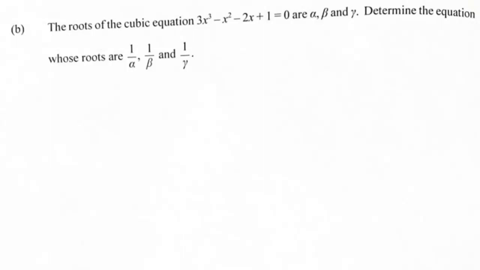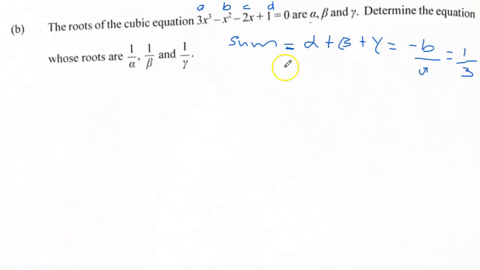Now, let's go back to the first sentence. The roots of the cubic equation are alpha, beta, and gamma. Now, we know for the cubic polynomial, applying this to the cubic equation we're given, the sum of the roots, alpha plus beta plus gamma, is equal to negative b over a. The coefficient a is 3, b is negative 1, c is negative 2, and d is 1. So negative b would be positive 1 over a, which is 3. So the sum is 1/3.